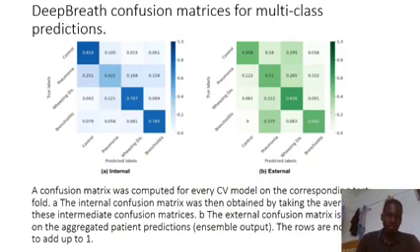So this is DeepBreath: confusion matrices for multi-class predictions. A confusion matrix was computed for every CV model. As we said earlier, CV is short for cross-validation model, so the CV model on the corresponding folds. A, the first graph, is the internal confusion matrix, which was obtained by taking the average of the intermediate confusion matrices. Then B, the external confusion matrices, which were aggregated over patient predictions.